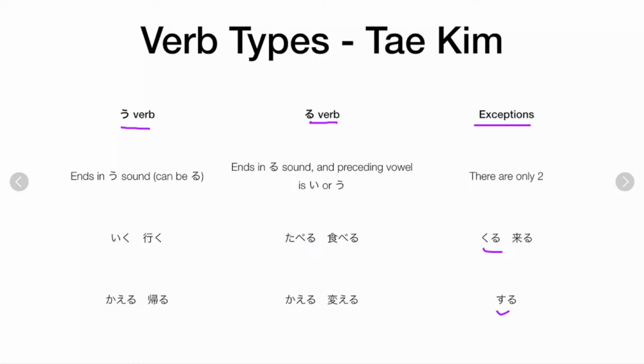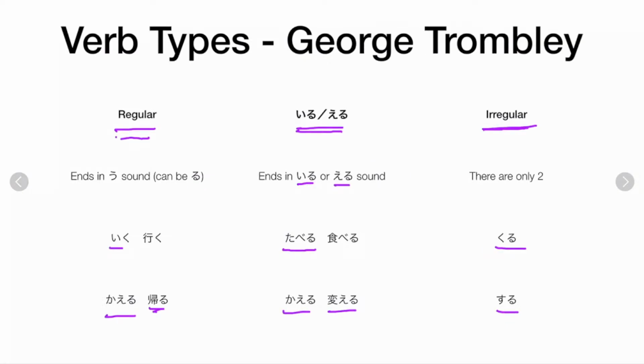So saying u verbs when they can end in ru, and then saying ru verbs when kaeru ends in ru, but it's not a ru verb, it's a u verb, that can get a little confusing. And knowing what ichidan and godan mean, and knowing that a verb is ichidan or godan, that's hard to know. So this terminology of u verb and ru verb or ichidan and godan is difficult, especially at the beginning. So let's not use it. We're going to use the George Trombley regular and iru-eru verb to start. Okay?